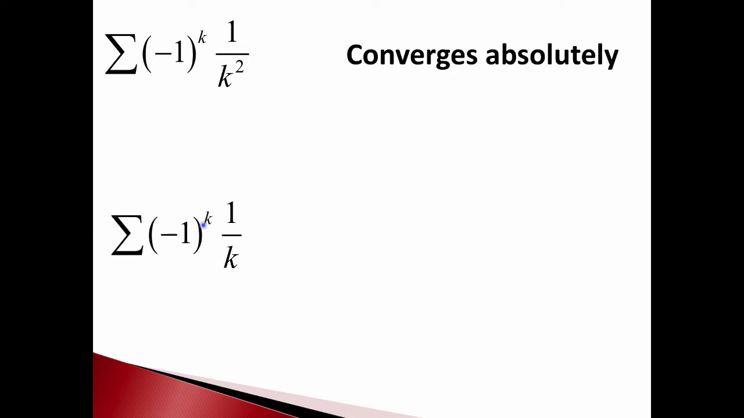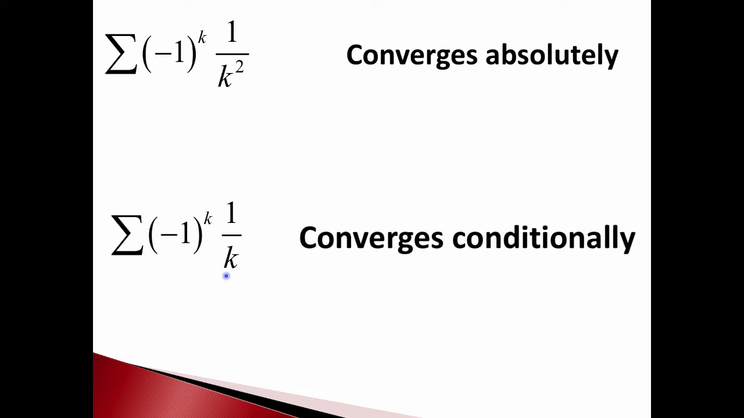But if I take out the alternator, I've got the sum of just 1 over k. That's the harmonic series, and it diverges. So what I have left converges, but not absolutely. So it converges conditionally.